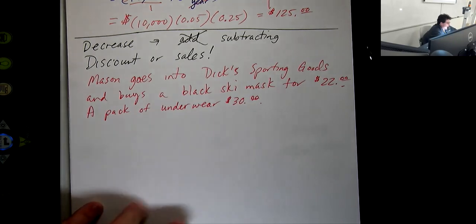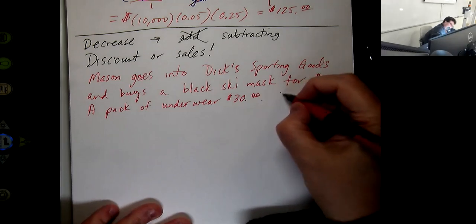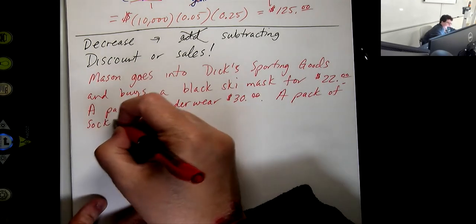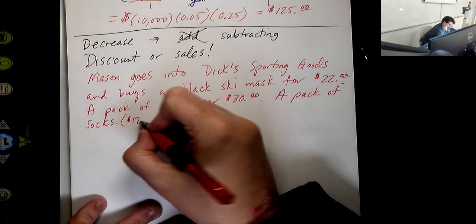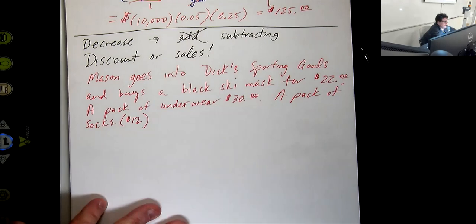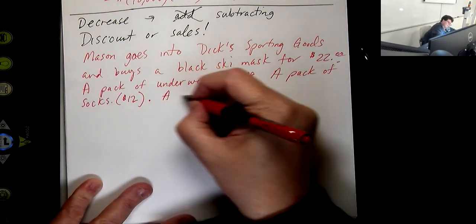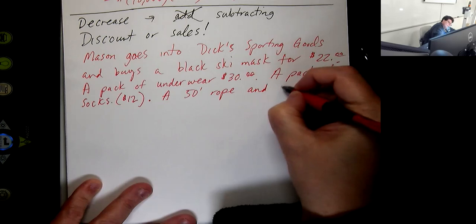What else did he buy in addition to a black ski mask and underwear? Socks. Let's say he buys a rope too. A 50-foot rope, maybe a grappling hook.